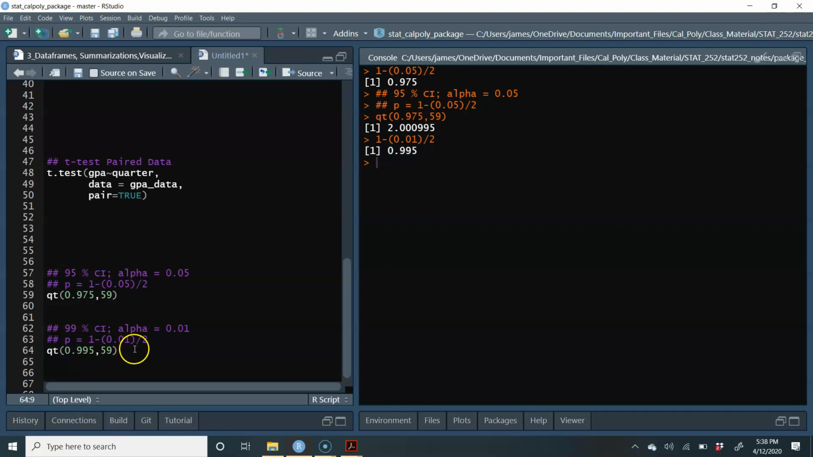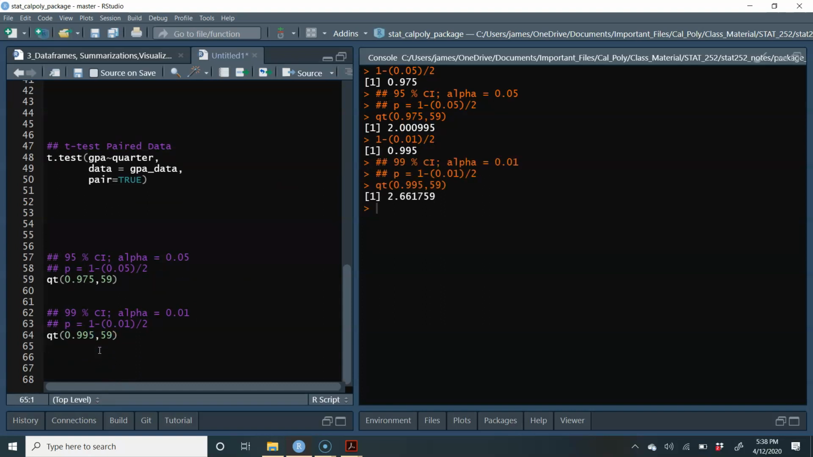Should this be smaller or larger than 2.000995? Think about it. It should be larger. The rationale for that is that you have more confidence. And so that's how you find your critical value. It could be used in the hypothesis test, or it could be used in confidence intervals. So hopefully that helps.